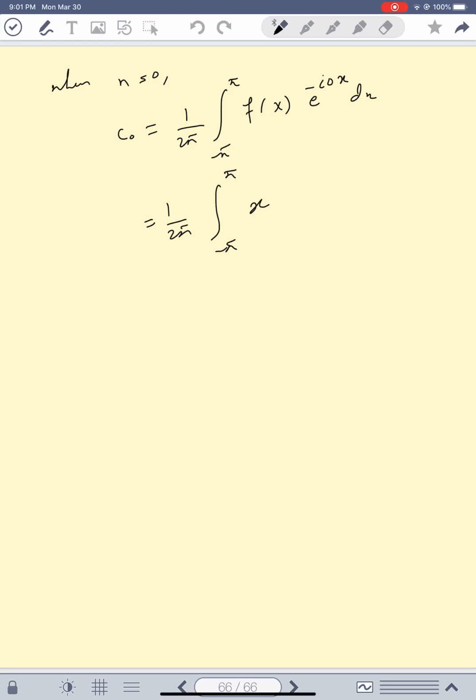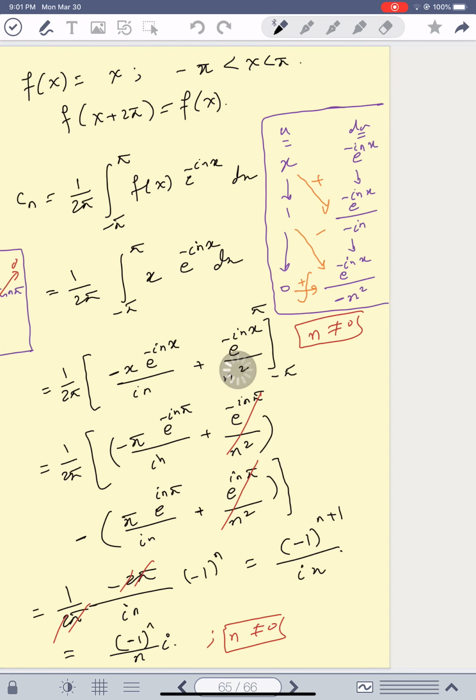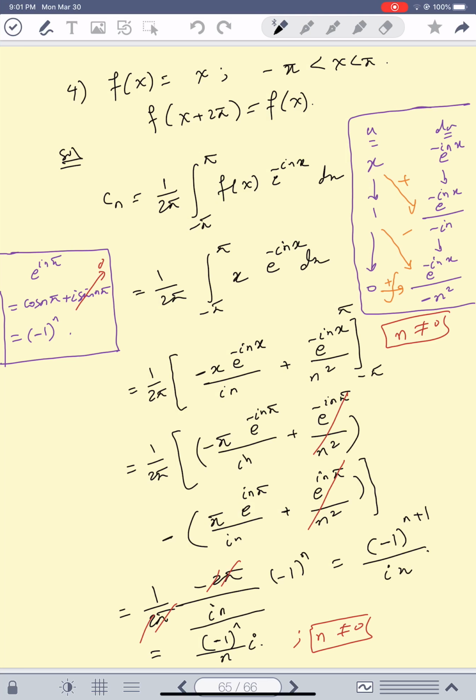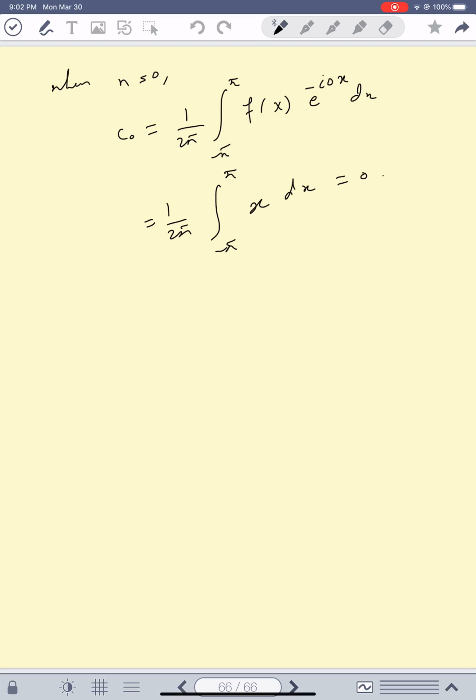So now, when n is 0, we need to compute C0, which is 1 over 2 pi integral negative pi to pi f of x e to the minus I 0 x, which is 1 over 2 pi integral, the f of x is x and e to the 0 is 1, so the integral is 0. So now we are done. So we found these are the Fourier coefficients. These are the Cn's when n is not 0, and this is C0.